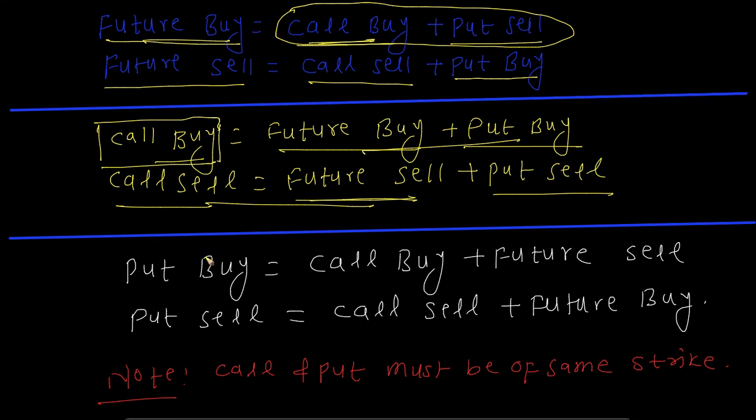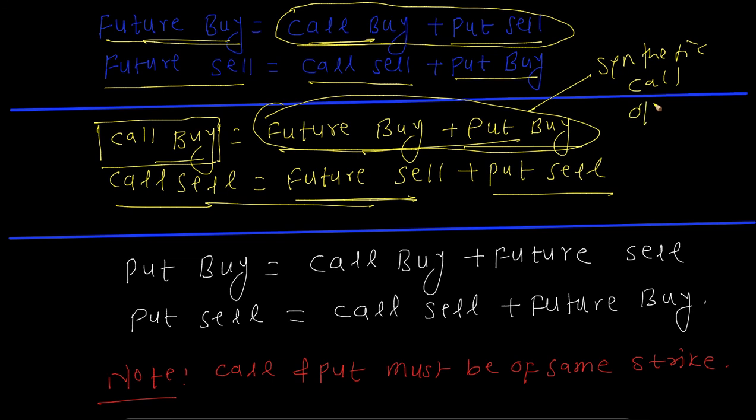Now, this thing is called a synthetic call option, right? So this was synthetic future. Rather than buying future directly, we buy a call and sell a put. So this is called a synthetic future, synthetic call option, right?